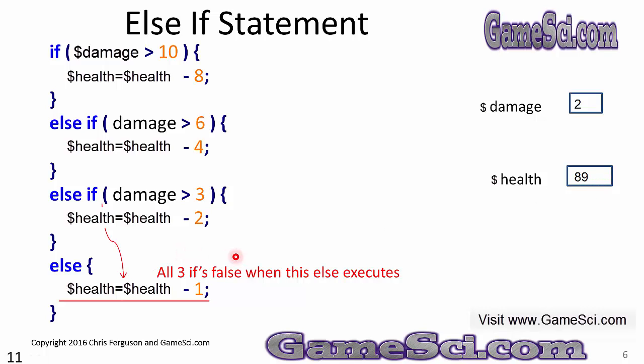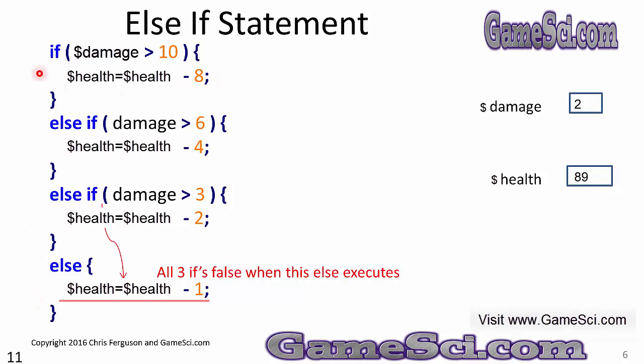If all 3 if statements were false, that's when this last else executes. This last else is sort of a catch-all. If all 3 of these ifs are false, by default, I will only subtract 1 health point. Remember, this is the code that executes when my video game character takes some damage. So I know when this code executes, something happened.